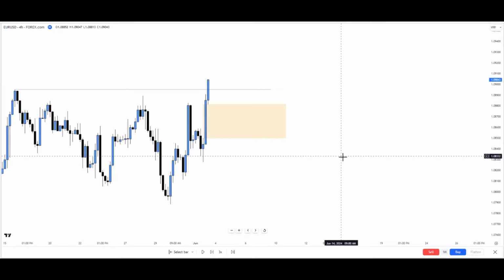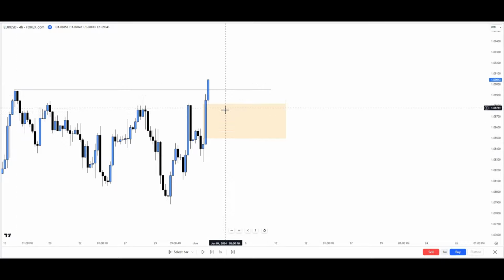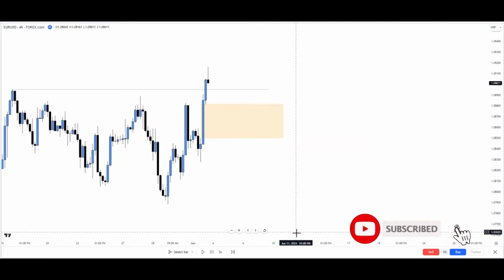If it's a market structure shift, we want to see price respect this particular fair value gap and push higher. But if it's a liquidity grab, we want to see price engulf this fair value gap, making it become an inversion fair value gap. So let's see what price does.